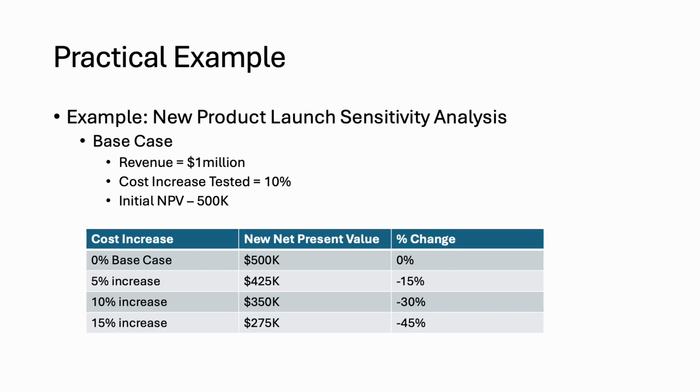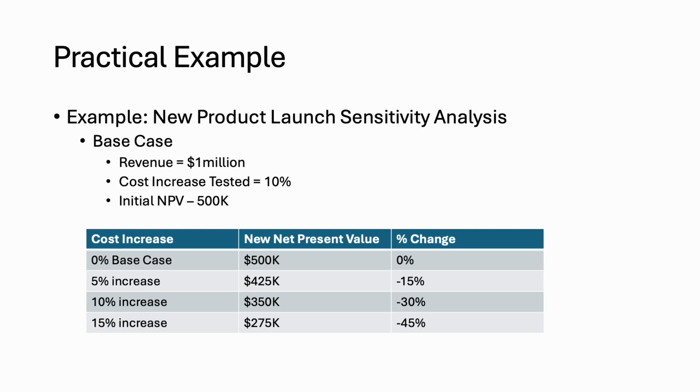A practical example. This example illustrates how sensitivity analysis helps assess project risk. We'll examine a scenario where a company launches a new product and evaluates how cost increase impact net present value. The base case assumes $1 million in revenue with an initial net present value of $500,000. To test sensitivity, we analyze what happens if costs rise.